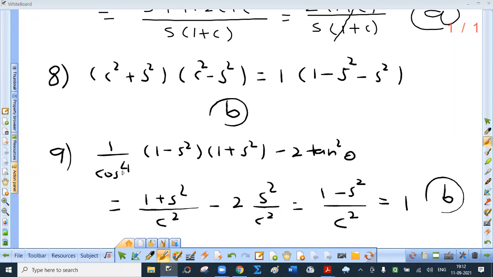It is actually cos raised to 4, but this is cos square. That is why only cos square remains. 1 plus sine square as it is. Minus 2, what is tan square? Sine square upon cos square. LCM cos square. So 1 plus sine square minus 2 sine square is 1 minus sine square, but 1 minus sine square is cos square. So it is 1. Correct option is B.